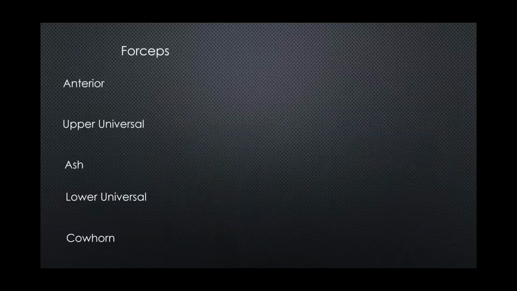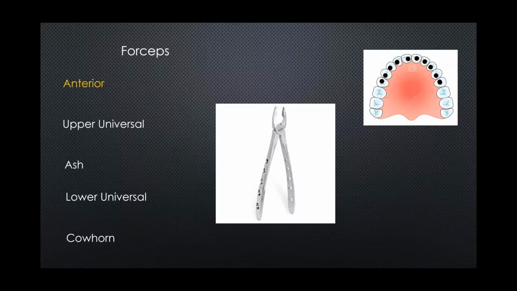Okay, now as far as forceps goes, what I recommend is you can take out just about any tooth in the mouth with these 5 forceps. Of course, being an oral surgeon, most of us can take out a tooth with anything you hand us, but we recommend 5 forceps for taking out any particular tooth in the mouth.